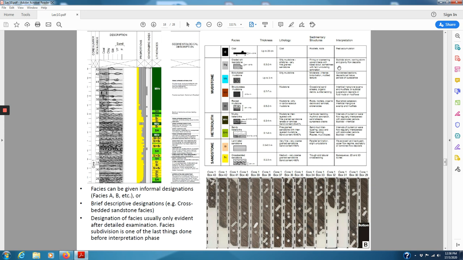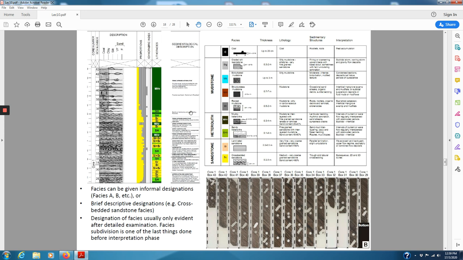So how do you name facies? Facies can be given informal designations. You can call them facies A, B, C, or facies 1, 2, 3, and so on. Or you can give a brief descriptive designation. If your facies has cross-bedding, you call it a cross-bedded sandstone facies. Or if you have a simpler facies, let's say it's a rock dominated by mudstone, call it a mudstone facies.